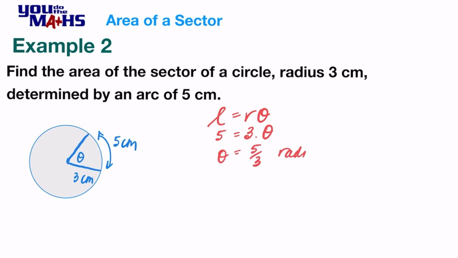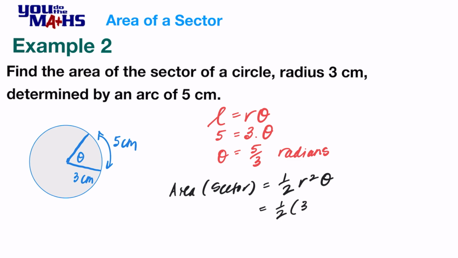Of course we need that in radians to use the area of a sector formula, which is 1/2 r squared theta. So in this case we've got a radius of 3, and we'll sub that in for r squared, so we've got 1/2 times 3 squared multiplied by 5 on 3. Now we can determine this answer exactly, so without using a calculator, and that answer comes to 7.5 centimeters squared.